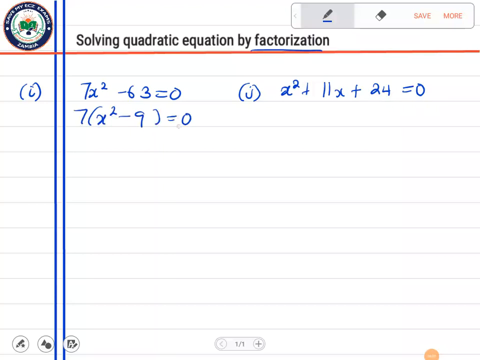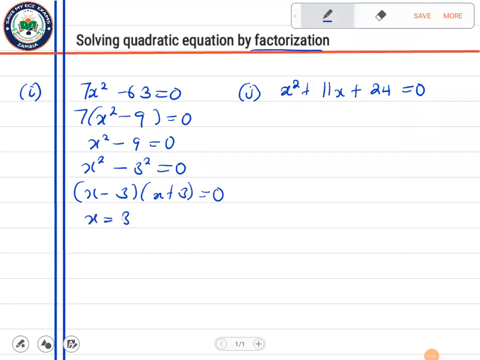So from here, because we are looking for a variable, x squared minus 9 is equal to 0. But 9 is a square. So we can write this as 3 squared equal to what? 0. And this will give us this, by difference of two squares. This is what we do. And our x can either be equal to 3 or our x can be equal to negative what? 3.